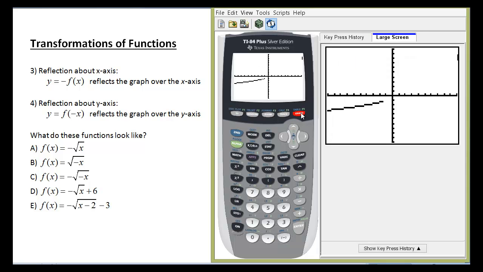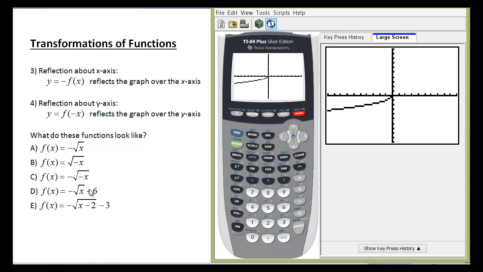Hit graph, and sure enough, imagine our original square root function, square root of x, is in quadrant 1 up here, right? If it's reflected over the x-axis, it would be down here in quadrant 4, but then that graph is reflected over the y-axis, so now it's down over here in quadrant 3. So this is a double reflection, both over the x and over the y.